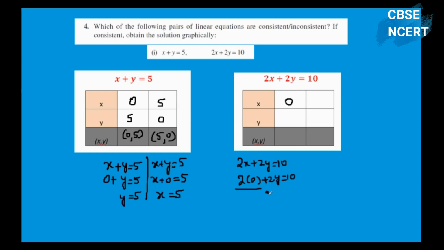As 0 has no value, I will not write that one. So 2y is equal to 10, y is equal to 10 by 2, which is 5. So students, when x is 0, y value is 5. So the ordered pair is 0 comma 5.